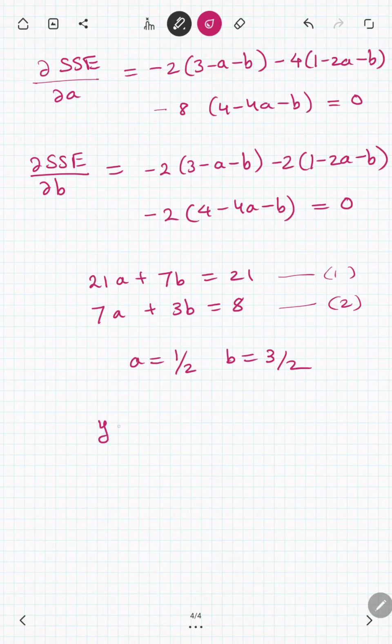So therefore we have found our best fitting line is y = x/2 + 3/2. Normally you must have seen or used the formulae directly, but this is the logic behind the formulae. This is the calculus behind the formula.